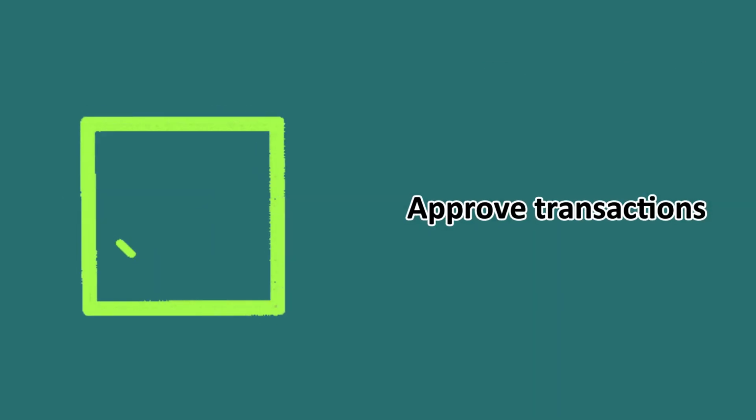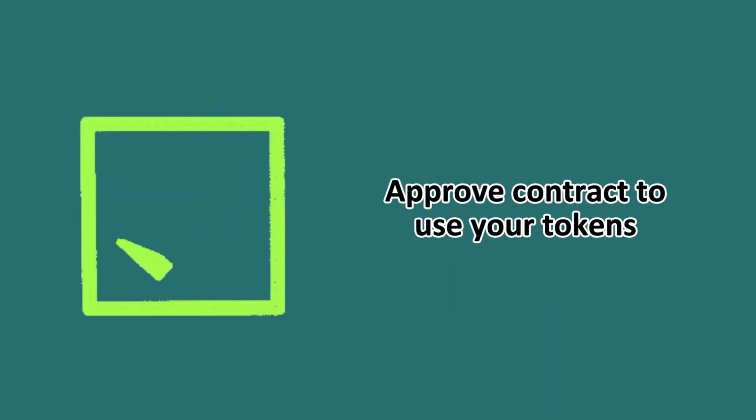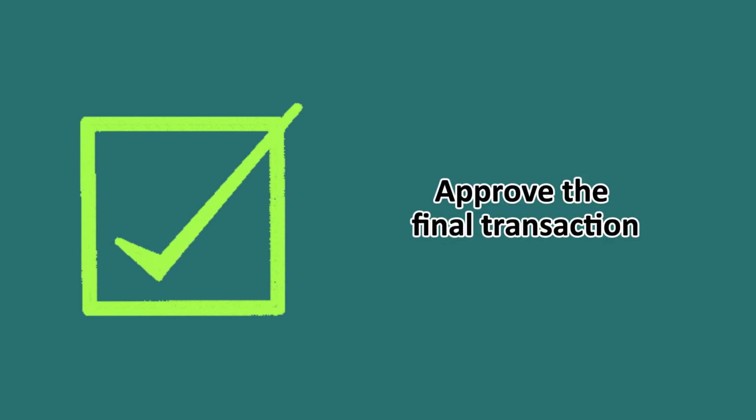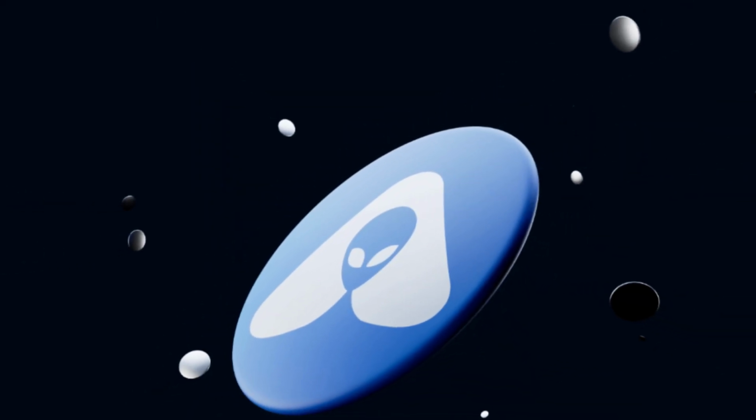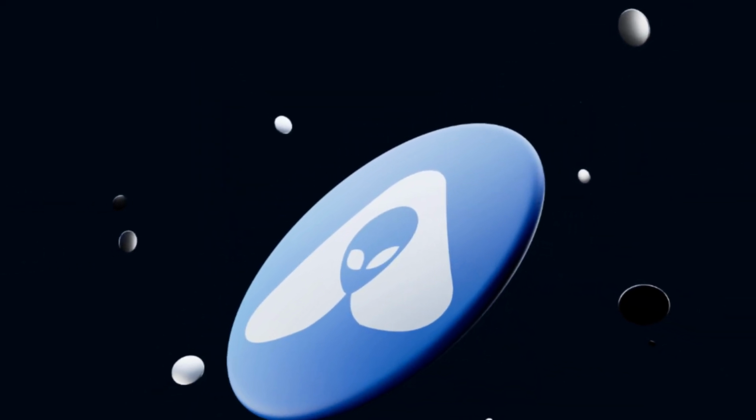Then approve transactions. You need to approve the contract to use your tokens, preview the supply, and then approve the final transaction to launch the pool. So following the steps in this guide, you'll be able to launch a token on Base.